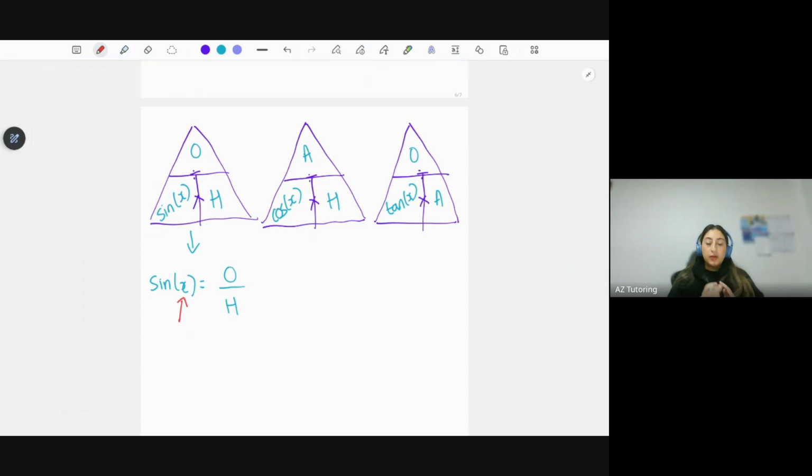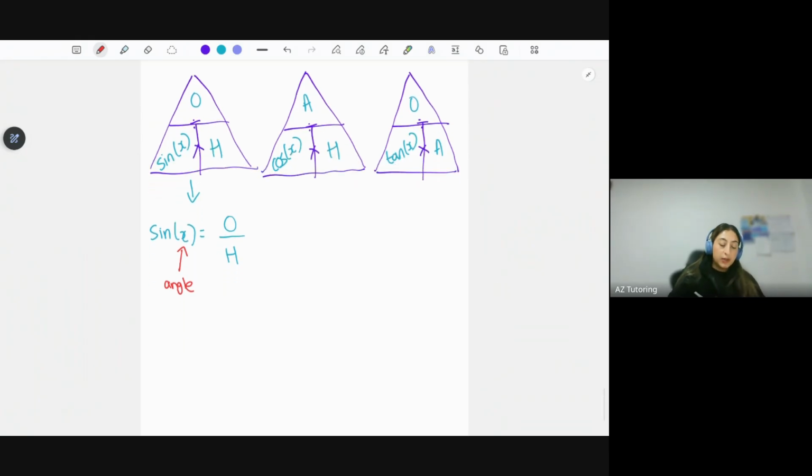So your angle goes with your trig functions. Whatever angle is given in the triangle, not the right angle, the angle that's given, whether it's 50 degrees or 40 degrees, we're going to write sine of 50 equals opposite divided by hypotenuse. Sometimes you might have to rearrange. That's why the triangle comes into play.